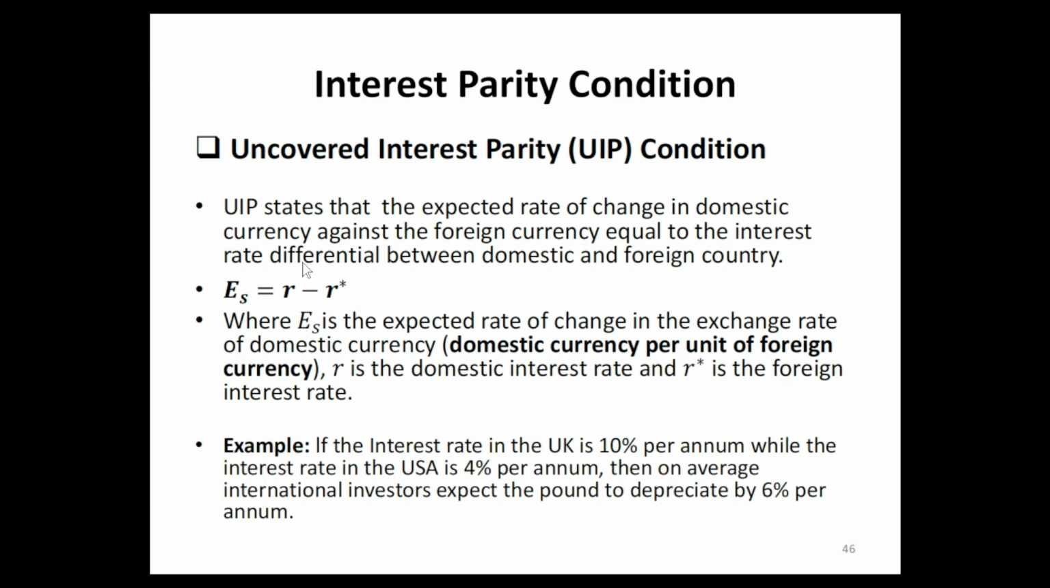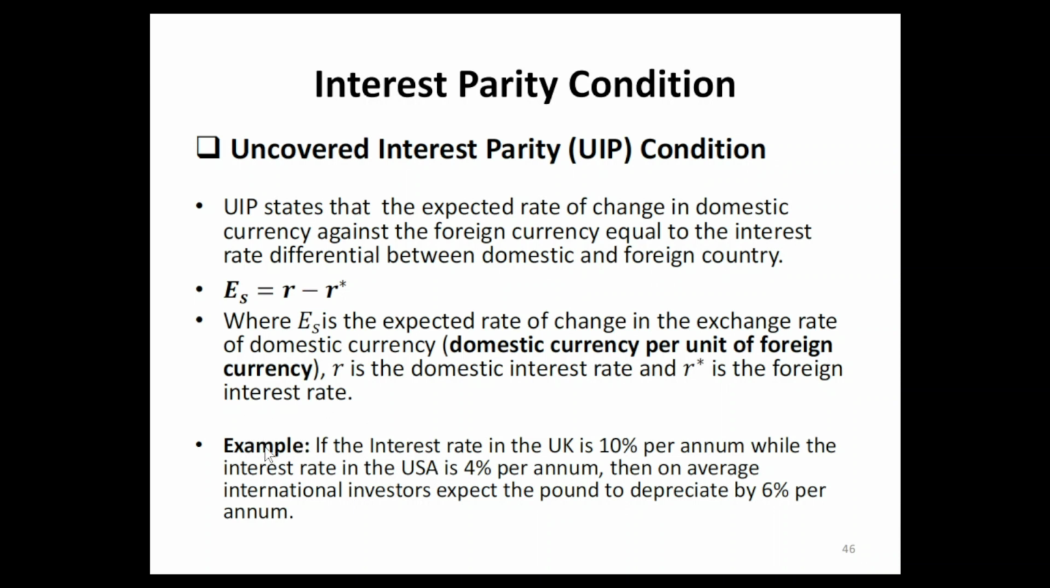So this one, the expected rate of change of the exchange rate, is equal to the rate of return on the domestic currency minus the rate of return on the foreign currency, right. When we subtract, we get this, where ES is the expected rate of change of the exchange rate of domestic currency per unit of foreign currency, right. So R is the domestic interest rate, R star is the foreign interest rate. In this way we can get it.